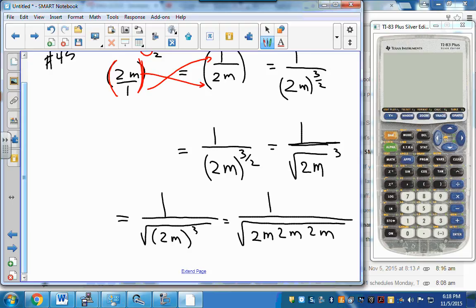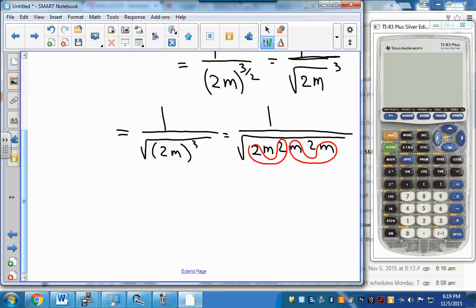And because it's square roots, we're looking for pairs. I've got a pair of 2's, that would come out front. I've got a pair of m's, that would come out front. So if I pull those out in front of the radical sign, I've got 1 over 2m, and what's left is the square root of 2m.